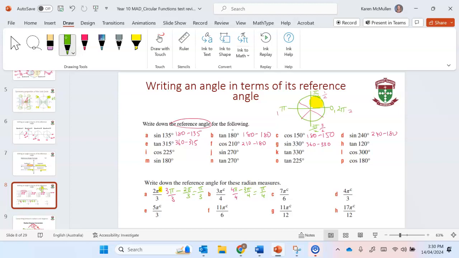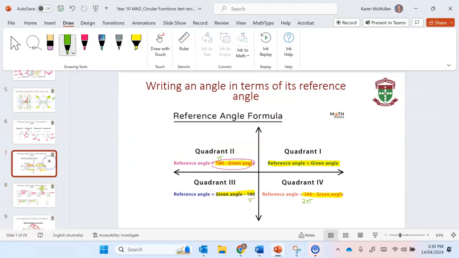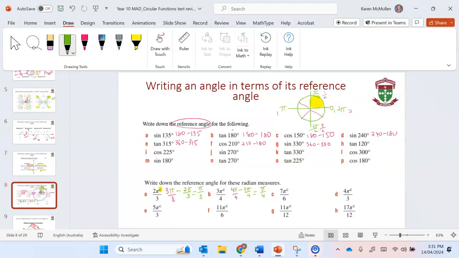7 pi on 6. So 7 over 6, we've gone past a whole. We've got 1 whole and 1/6. So when we're going past a whole pi, we're now in the third quadrant. So it's going to be the given angle minus pi. So 7 pi on 6 minus pi. Again, you can change that pi to have the same denominator. So 7 pi minus 6 pi is pi. So just pi on 6.